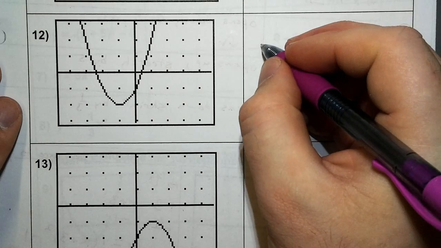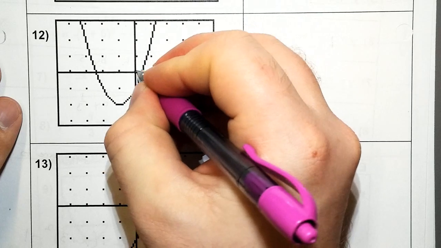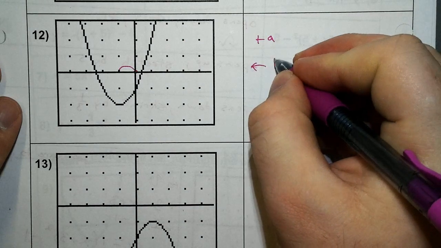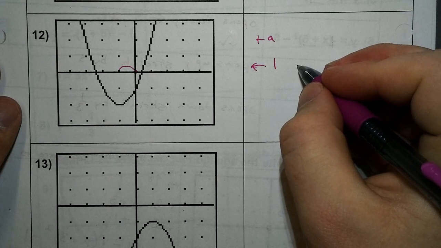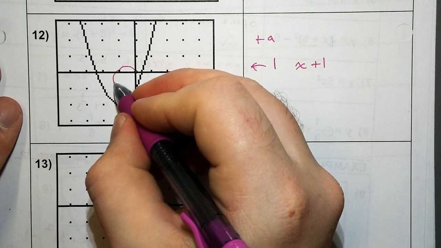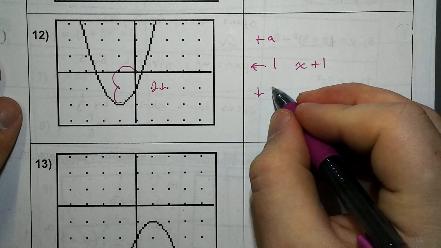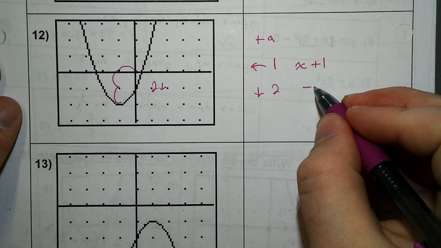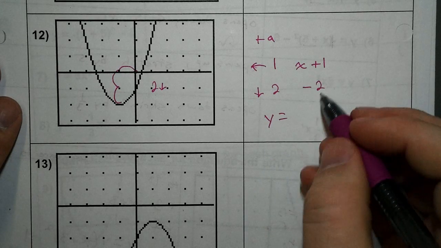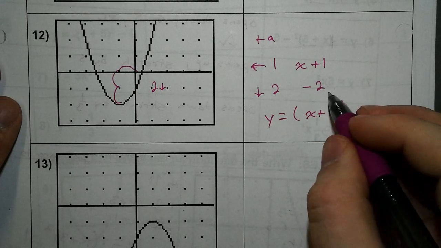Now, it's opening up, so that's going to be a positive a. I look, and from 0, 0, it moves to the left 1. So moving to the left 1, that is on my x-axis. Remember, x lies, so it's going to be x plus 1. It moves 1, 2 down. So if we went down by 2 with y's, that would just be represented as minus 2. Now put it all together. Y equals, we did have an x movement, so we need parentheses. X plus 1 squared, and then minus 2.